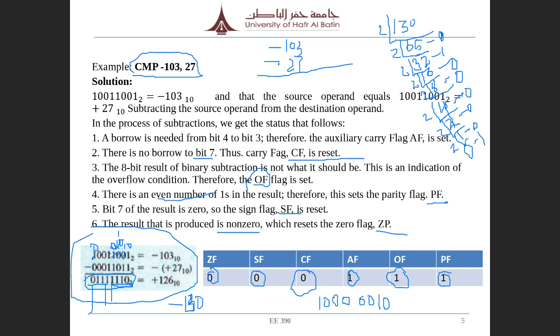So then what is the 2's complement? First of all, the 1's complement is 0 1 1 1 1 1 0 1. All right, then if you add 1 to it, what will it be? Okay, let me check.